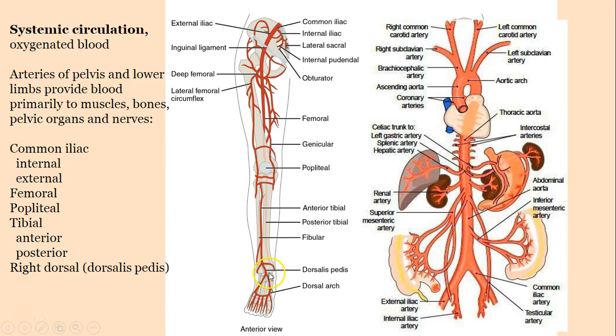Let's say your patient is unconscious and you're not sure what's going on. You can palpate this artery right here and get a pulse, and down into the dorsal arch of the foot. Yeah, the old name is dorsalis pedis. We just call it the right dorsal artery now.